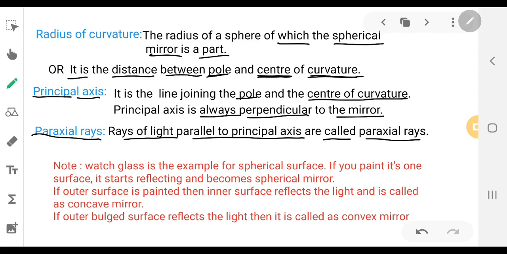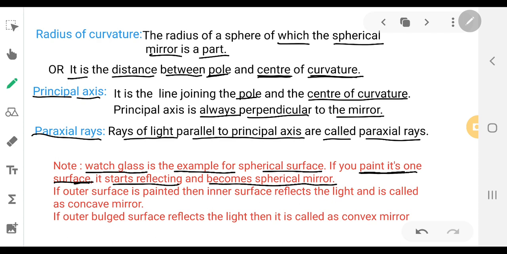So you can visualize it by taking the example of a watch glass. Watch glass is the example for a spherical surface. If you paint one surface, since the watch glass is transparent and light passes through it, it starts reflecting and becomes a spherical mirror. As it is reflecting, it is a mirror. As the watch glass is a part of a sphere, it is called a spherical mirror.